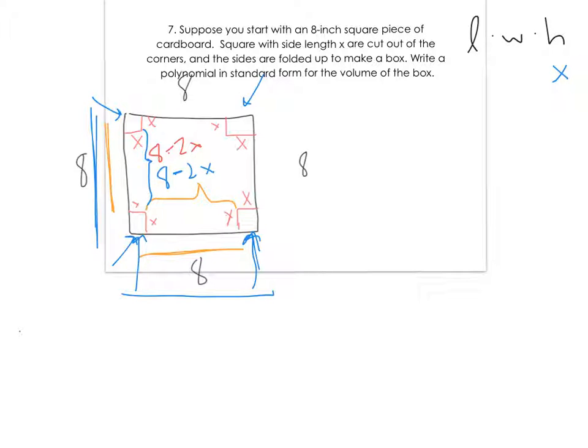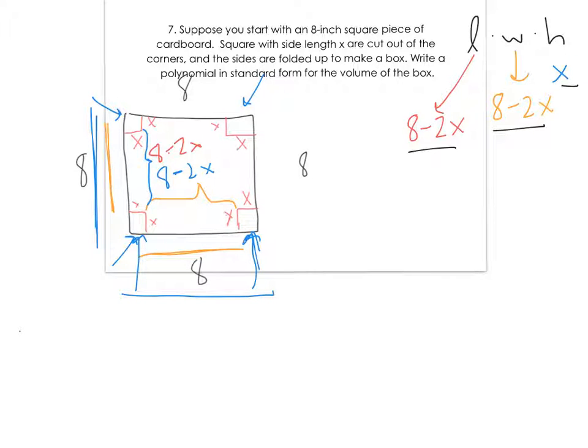So think about the length and the width being the same, but your height's different when you find the volume. I know that my width, I'll make a little arrow here, is 8 minus 2x because I cut out 2 corners on each side. And then my length is also 8 minus 2x. To find volume, I need to multiply 8 minus 2x by 8 minus 2x by x.